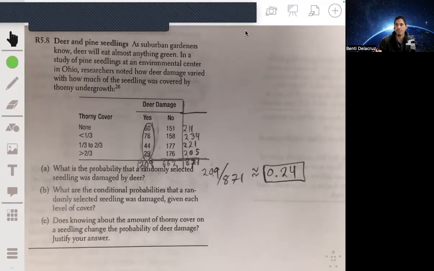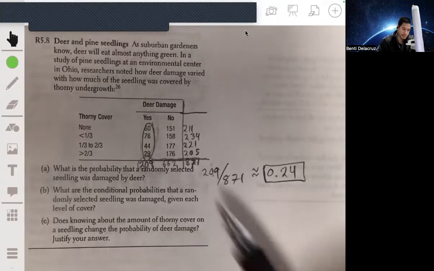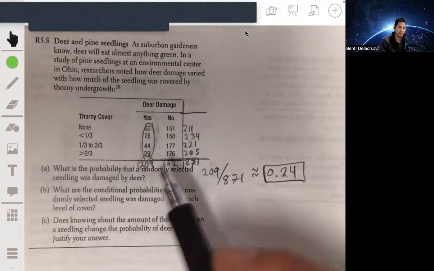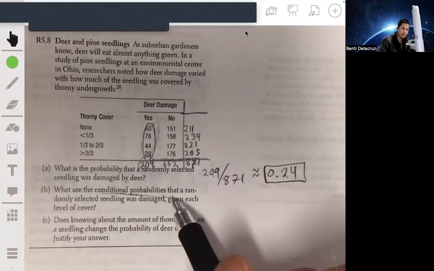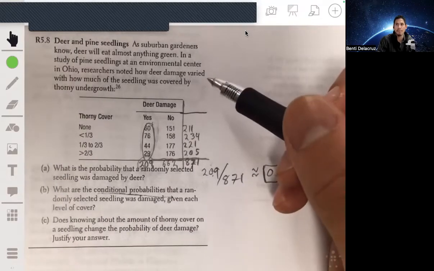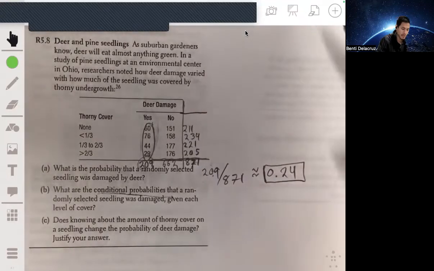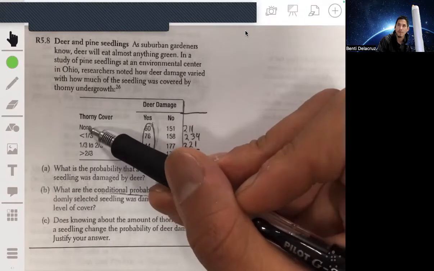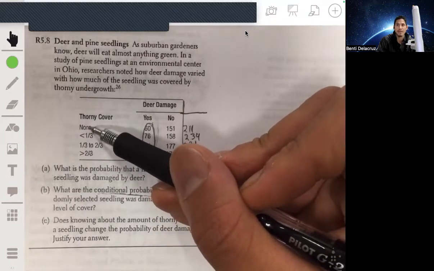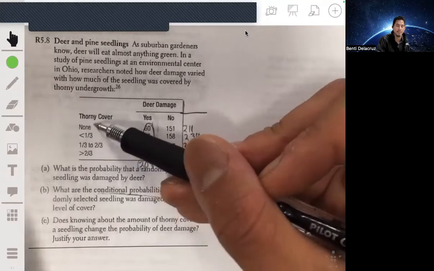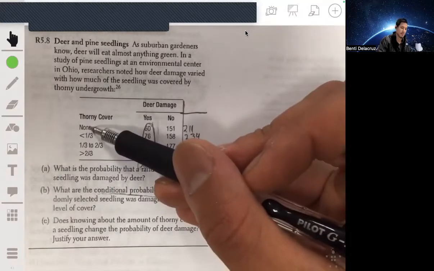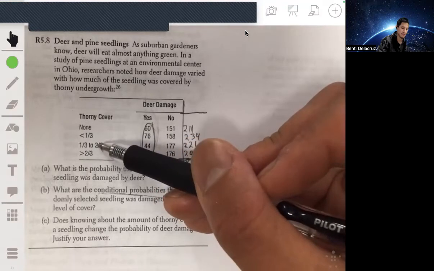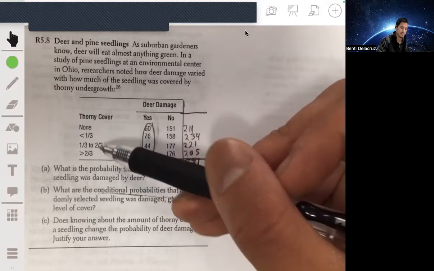Now, part B. What are the conditional probabilities that a randomly selected seedling was damaged, given each level of cover? Conditional probabilities, so let's break down what that means in this problem. The conditional probabilities are these four values, or think of four different setups. Either there was no thorny cover, less than a third of it covered with thorny cover, 1/3 to 2/3, or more than 2/3. So these are the conditions.